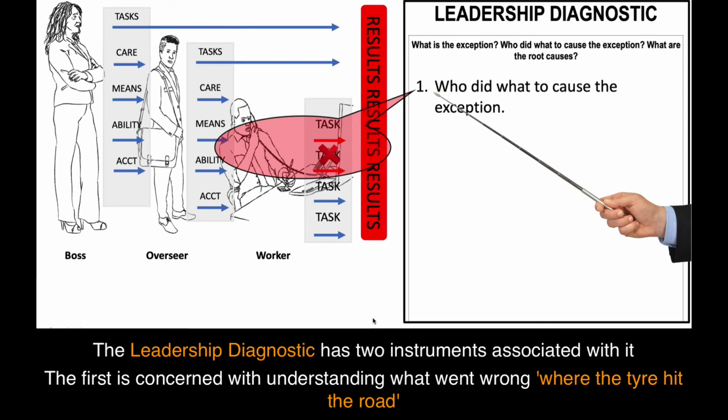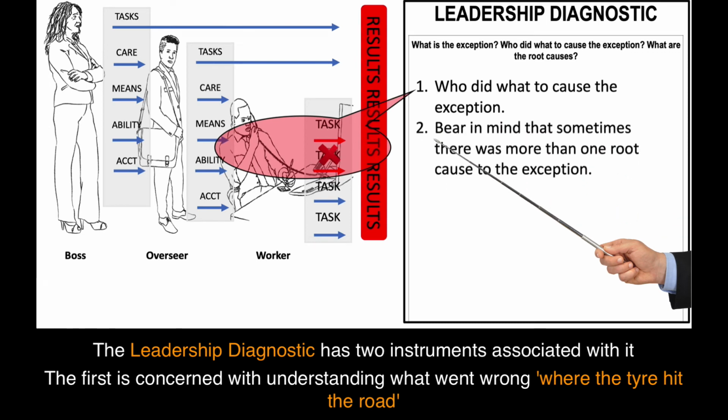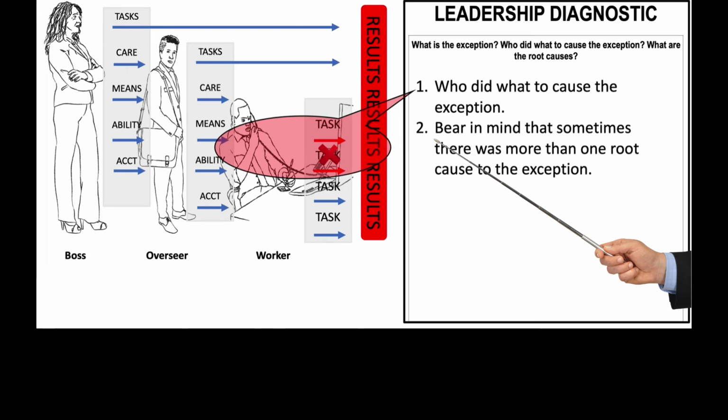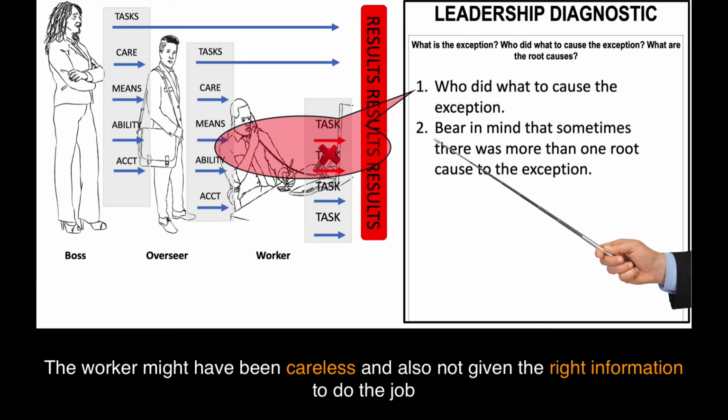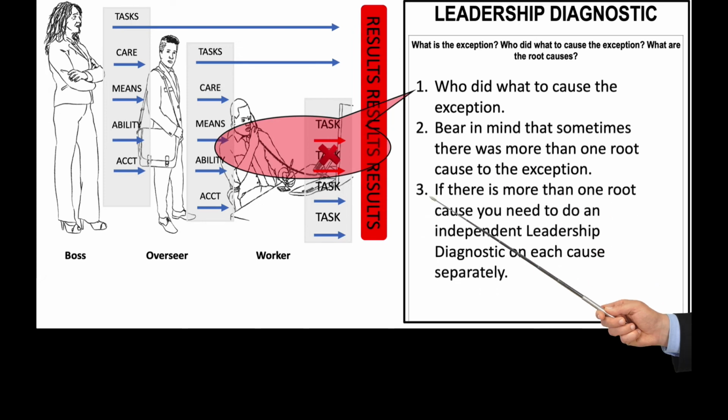Now, what you've got to understand when you do a job like this is that sometimes there's more than one root cause to the exception. Maybe the worker was careless, but at the same time, they weren't given the right information to do the job properly. There might have been a number of conspiring reasons for the person not performing the task to standard. Also, if there's more than one root cause, you need to do an independent leadership diagnostic on each cause separately.